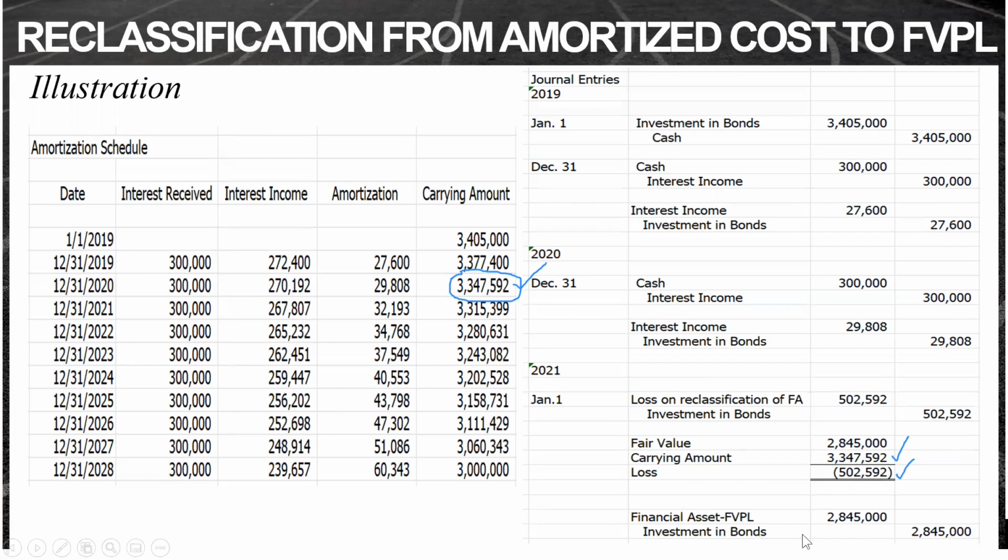Okay? So lastly, i-reclassify mo na. No, yung investment in bonds mo, gawin mo ng financial assets at fair value through profit or loss. So this will be your account title. No? Ito yung account title natin. Financial asset at fair value through profit or loss. So 2,845,000. And of course, credit natin yung ating investment in bonds. So pag credit mo yung investment in bonds natin, ibig sabihin mazi-zero out na yan. Okay, so that is for reclassification from amortized cost to fair value through profit or loss.